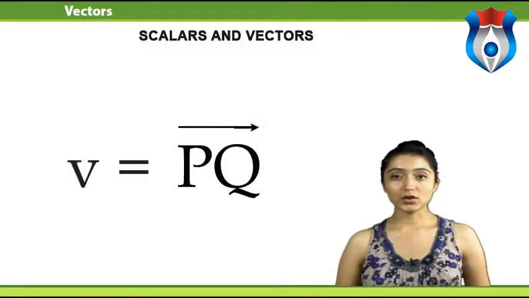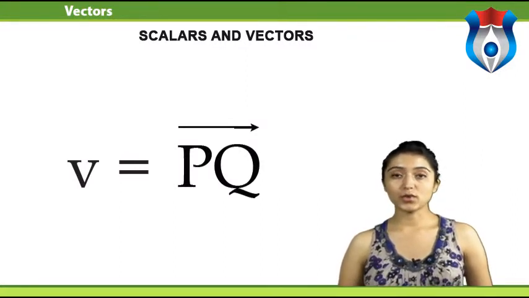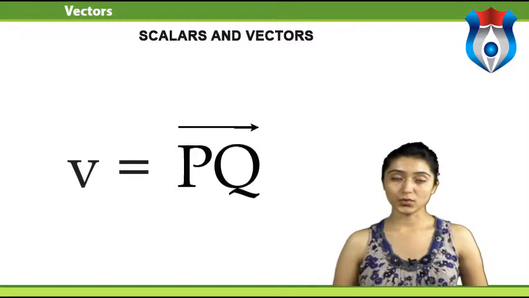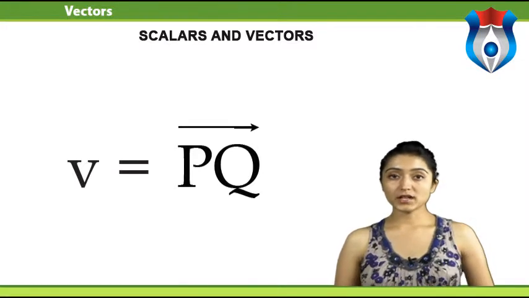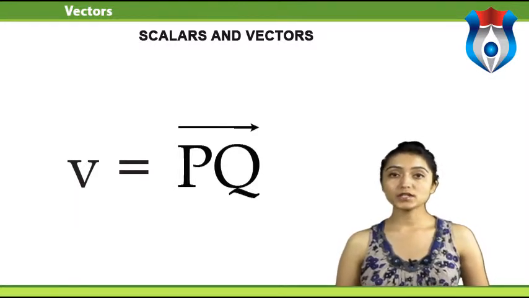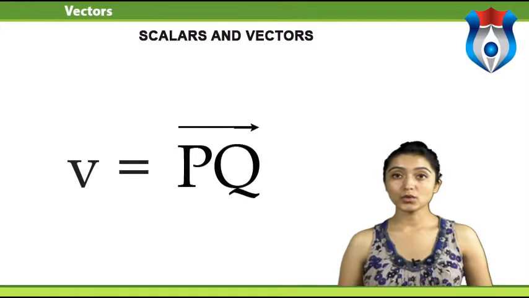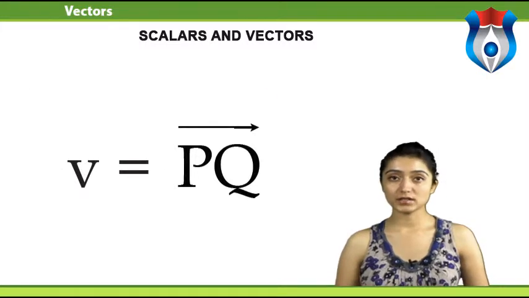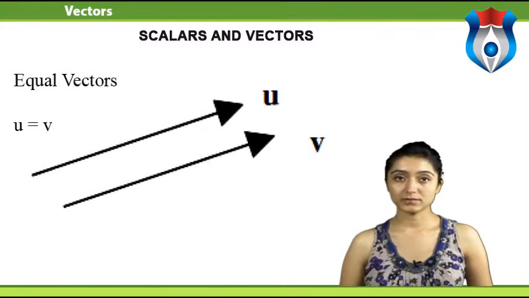The tail of the arrow is called the initial point of the vector, while the tip of the arrow is called the terminal point of the vector. If the vector v has the point P as its initial point and the point Q as its terminal point, we will write v equal to vector PQ.